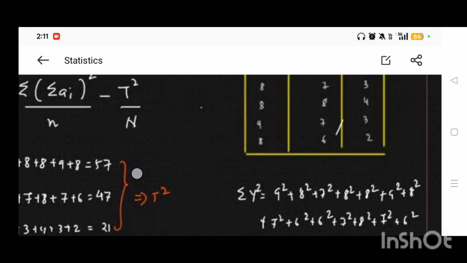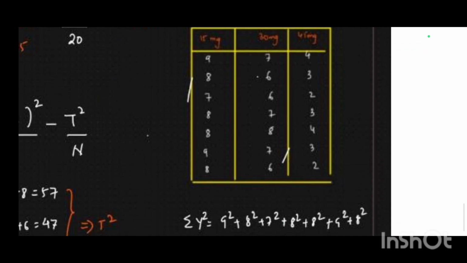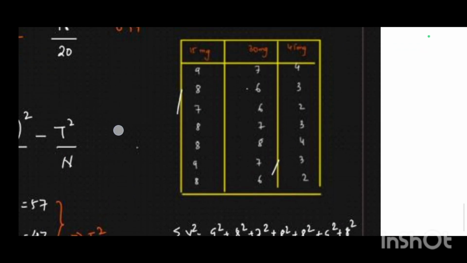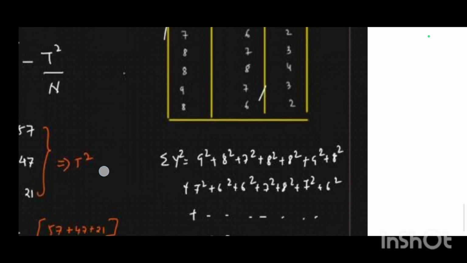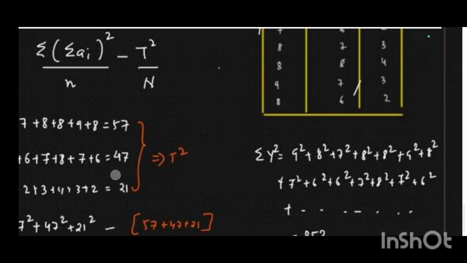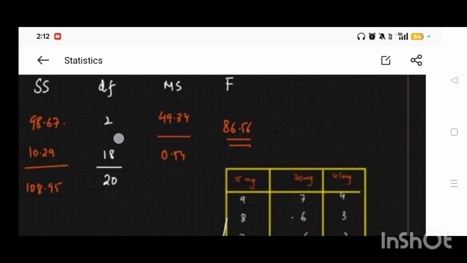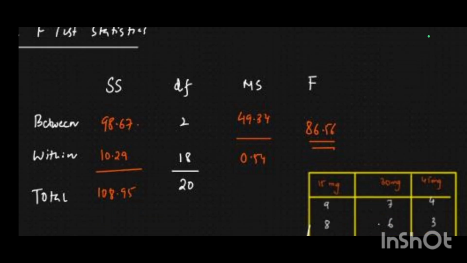What they did here is the row totals and their squares, and squaring all the values. Sigma y square means 9 square plus 8 square plus 7 square and so on. Okay, finally they calculated the F test statistic and represented all these values over here. First, they calculated the sum of squares and divided by its degrees of freedom, which follows the chi-square variates, that is the mean sum of squares.